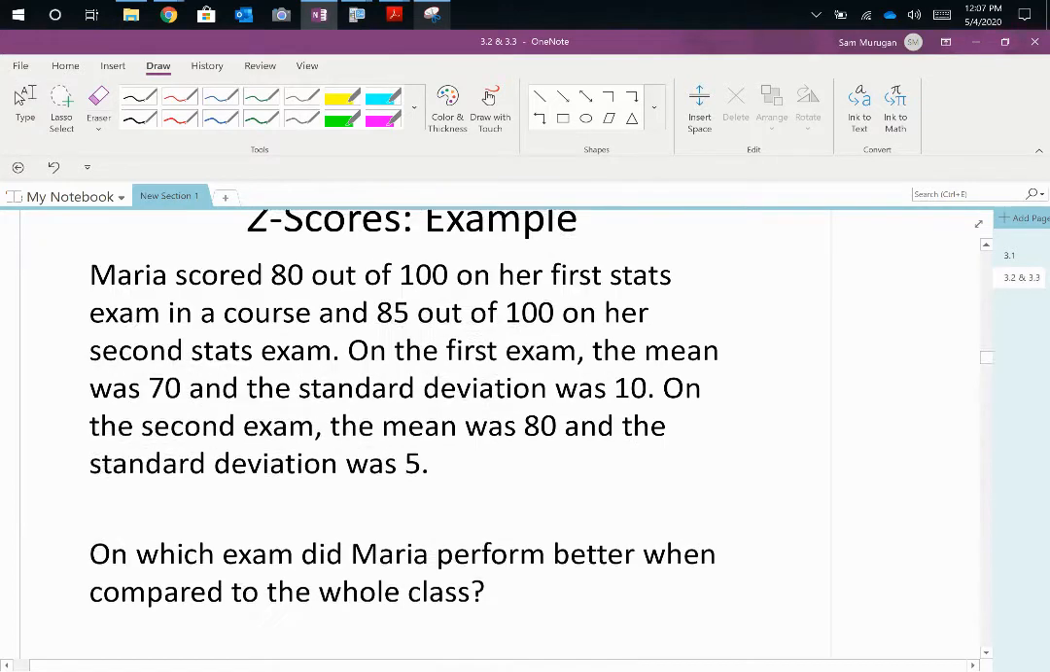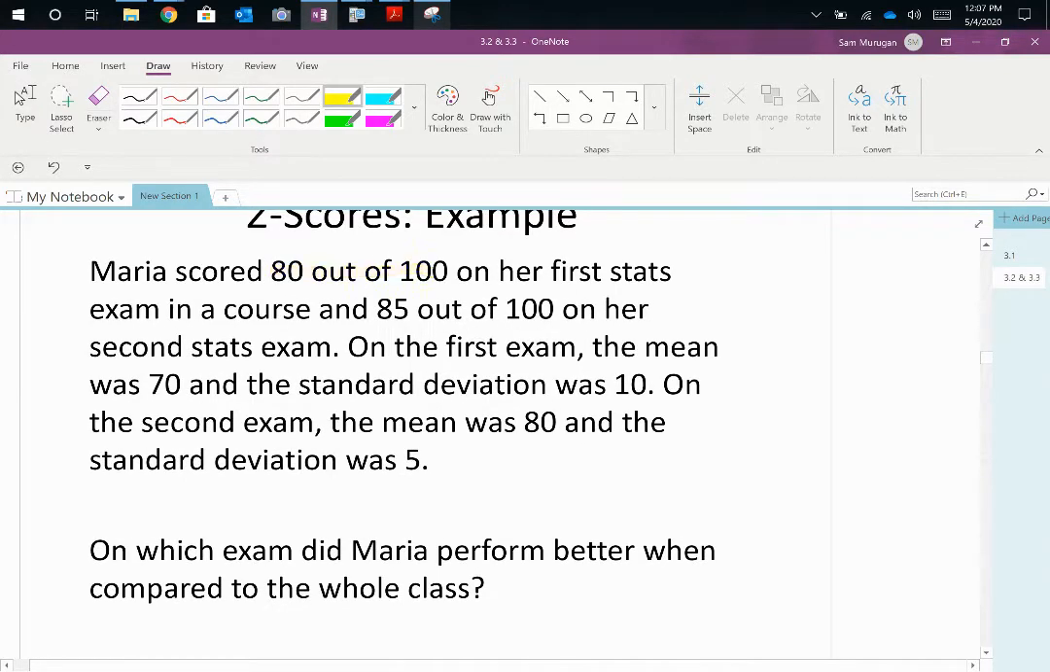For example, Maria scored 80 out of 100 on her first stats test in a course and 85 out of 100 on her second stats exam. On the first exam, the mean was 70 and the standard deviation was 10. On the second exam, the mean was 80 and the standard deviation was 5. In which exam did Maria perform better?